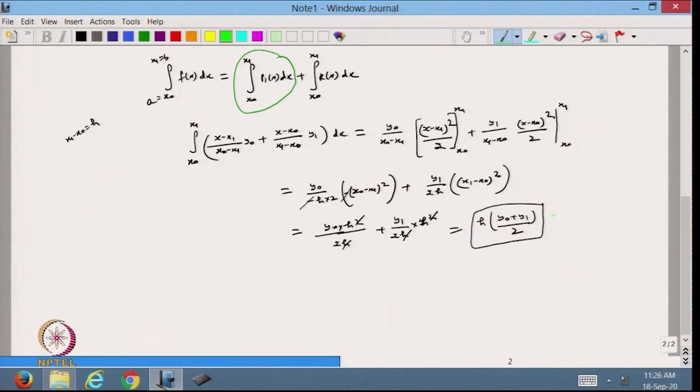So that is the same as the area of the trapezoid. So that is why this is called the trapezoidal rule. So in this case that is the area we are going to get. Now we want to find out how the error will be, so this error is the integral of x minus x 0 times x minus x 1 dx. So this one we want to find out.